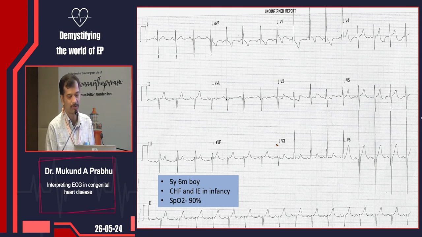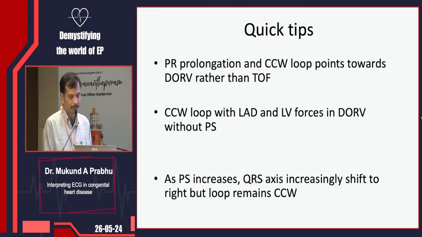This counterclockwise loop is not typical of TOF, and along with this V3 notching and other findings which you don't have in this ECG like PR prolongation, it suggests DORV rather than TOF. So though clinically it appears like a TOF, the ECG suggests that this is a DORV.